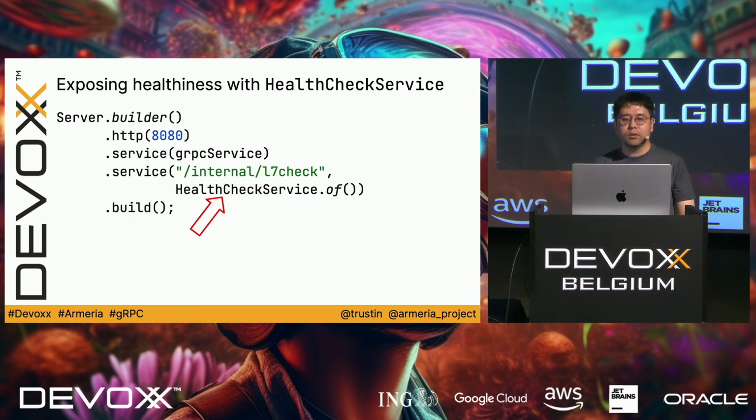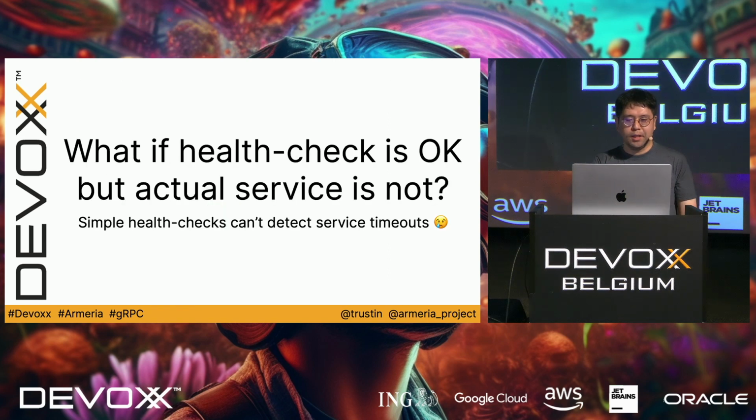Of course, the server needs a little bit of change for this too, because it has to handle the health check request. So we add a new service called health check service, slash internal slash L7 check. So problem solved? Really? Not really, actually.